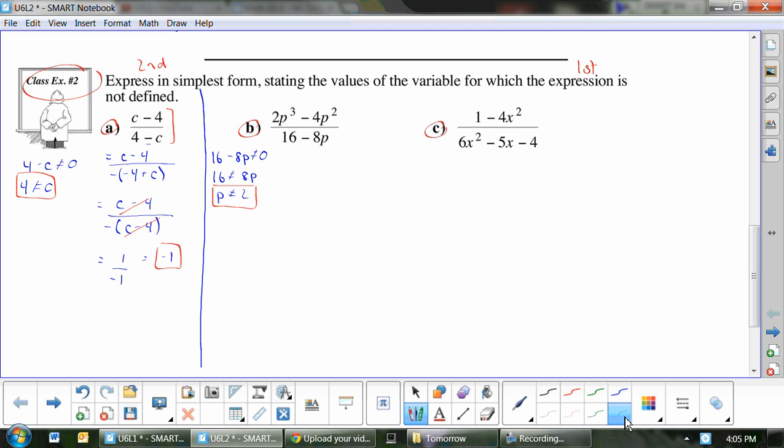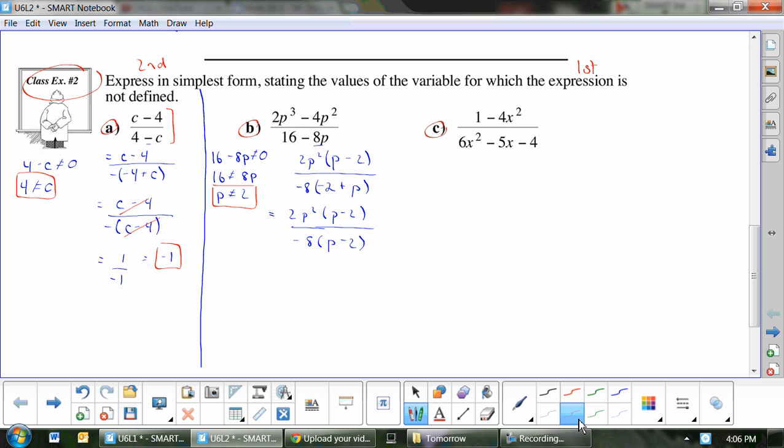In our numerator, we have a greatest common factor of 2p squared. We want to find something that we can pull out of both of our terms, and 2p squared is as good as it's going to get for us. So we get p minus 2. Underneath, we have a GCF of 8, so we get 2 minus p. This is starting to look a lot like the situation we had in A, where we have p minus 2 and then 2 minus p. So instead of pulling out a factor of 8, I'm going to pull out a factor of negative 8. That gives us negative 2 plus p. So we end up with 2p squared times p minus 2 over negative 8 times p minus 2.